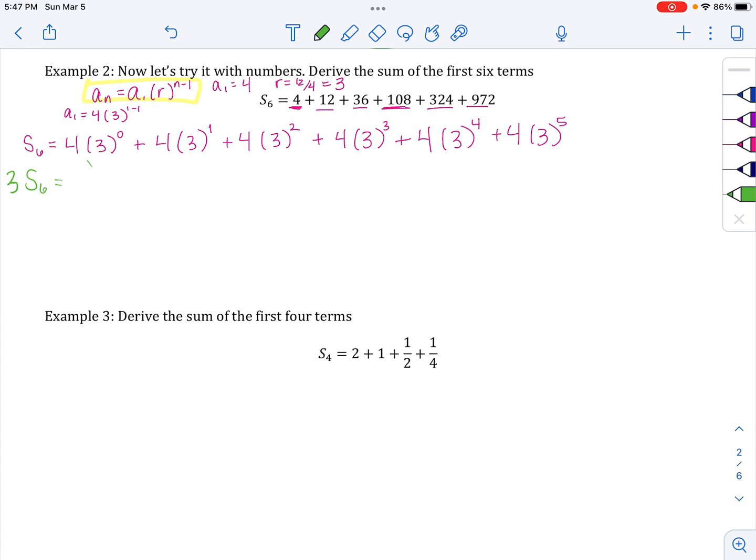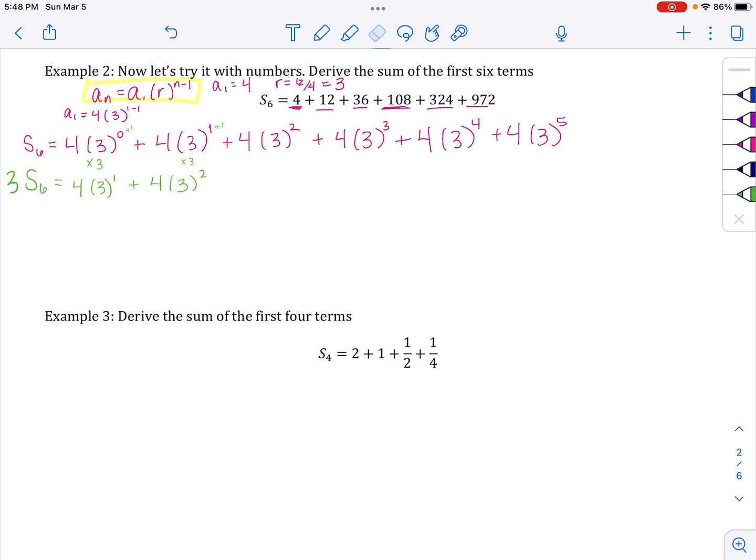Now, when I multiply 4 times 3 to the 0 power times another 3, remember, when the bases are the same and I'm multiplying, I can condense them together by adding their exponents. So every time I multiply by 3 to the first power, I'm really just adding 1 to the exponent of 3. So this is going to become 4 times 3 to the first power. Again, for the second term, I'm multiplying by 3, which really I can just add 1 to the exponent. This becomes 4 times 3 squared.